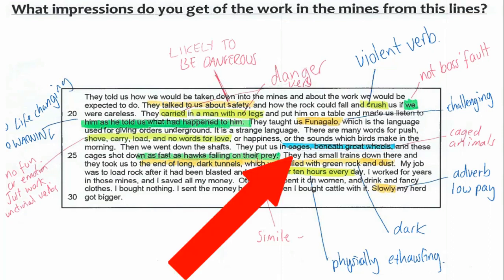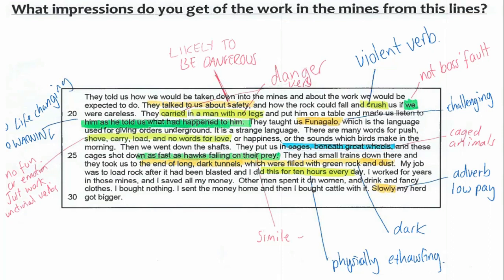And it says they put us in cages beneath great wheels. So this is a very evocative image, isn't it? They put us in cages, almost suggests they're being treated like caged animals. And then it says even the word us. So again, the pronoun of us suggests that Obed is not in a cage on his own. He's maybe in a cage with like 7 or 8 people, so they're really hemmed in.